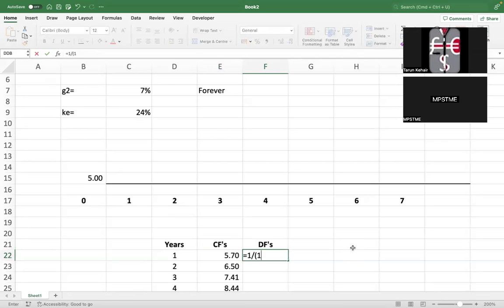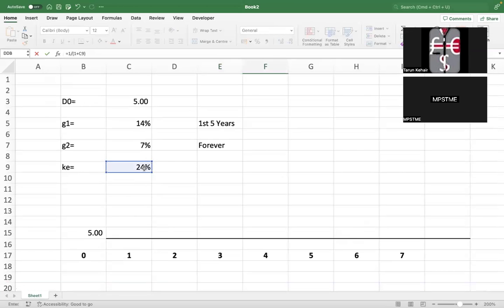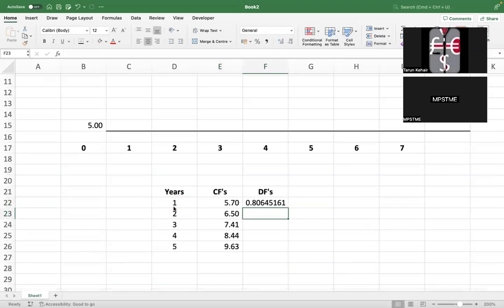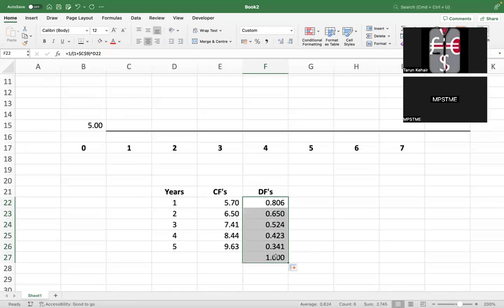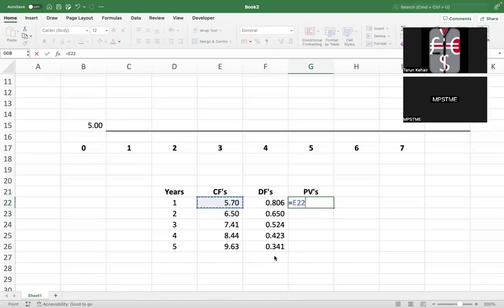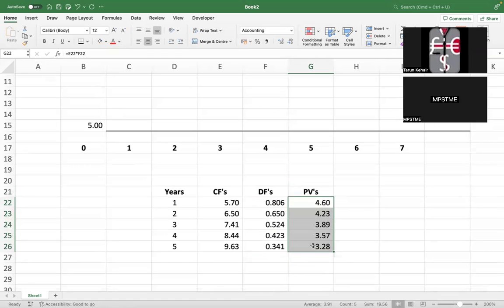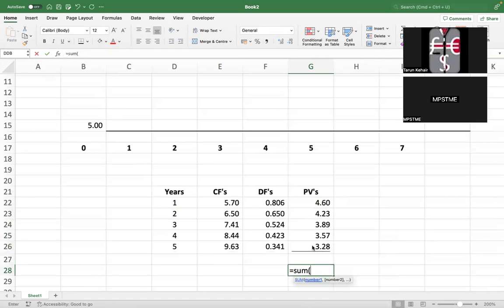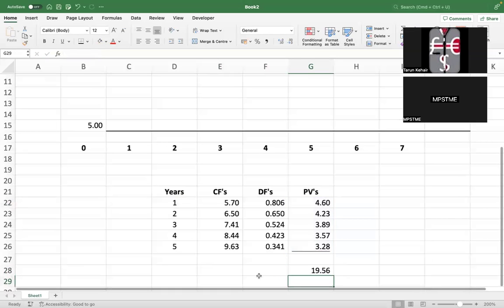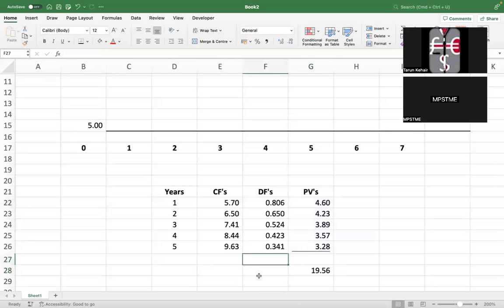So it will be 1 by 1 plus R, which is 24% to the power of n. ठीक है ना, यही formula है ना, 1 by 1 plus R is to the power of n. So this is my discounting factor for every year. So when I apply the discounting factors on the future cash flows, I will arrive at present values. What is the present value? It is 19.56.